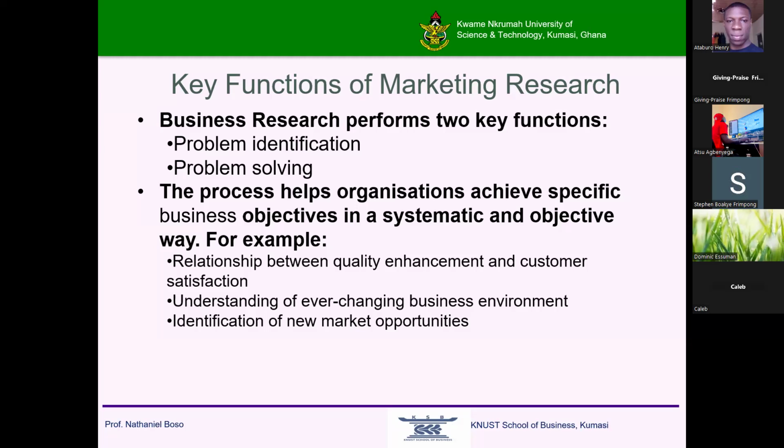All right. So managers can have issues that will need systematic research to solve such objectives. Some of these issues can be the relationship between quality enhancement and customer satisfaction. What is the relationship between enhancing the quality of our products and the extent to which our customers become satisfied with our products or our services?